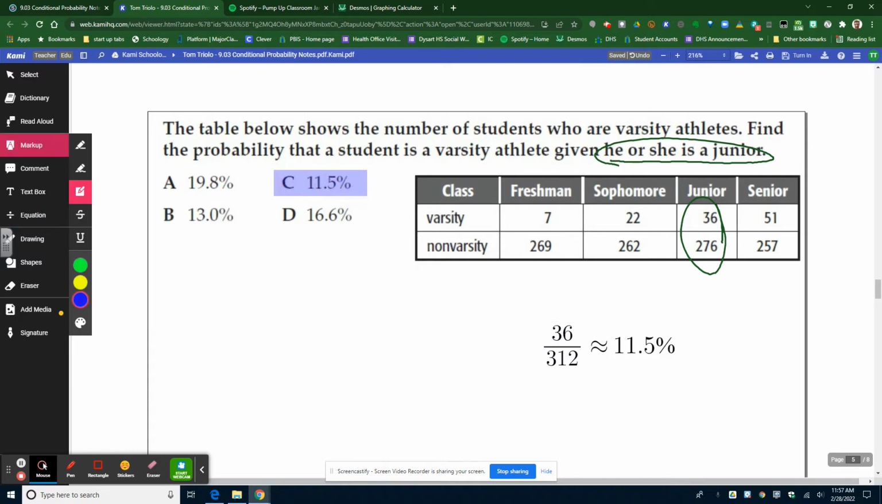So we're looking at C. Okay. Now, this is an ACT type question. If you see this on the ACT, I wouldn't even go this far. I'd say, okay, 36 over 312, this has to be more than 10%. Okay, but not close enough to 19. So these two are too far away, and this is closer to 10%, and that's why it's 11.5.